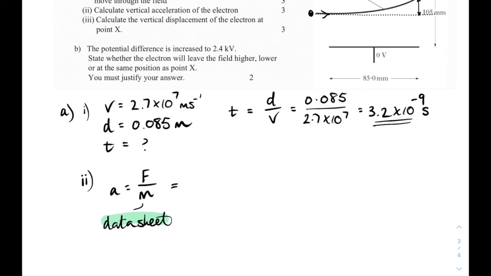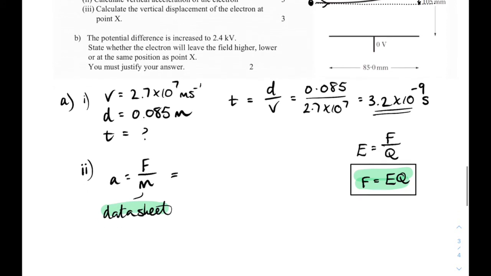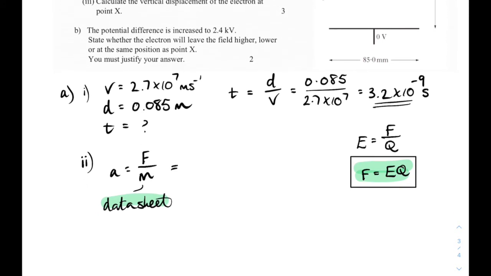But what about this force? Well, it's the electric force produced by the electric field, and we know that the electric field strength is the force per unit charge. Let's rearrange that. So F equals electric field strength times the charge. And we also know that the electric field strength is produced by the voltage across the plates, and V equals E times d, the distance between the plates. And we can rearrange that. The electric field strength equals V over d.